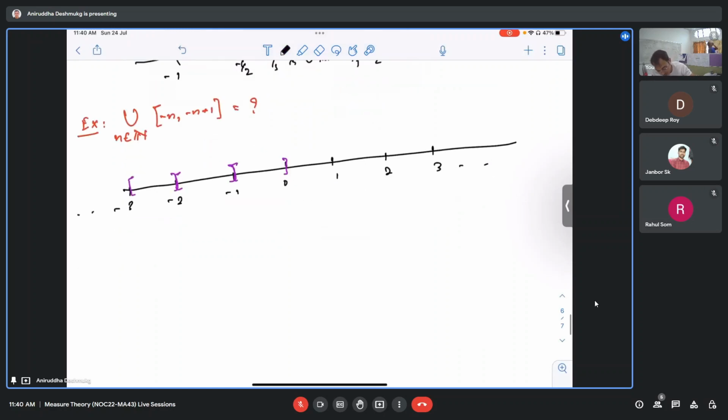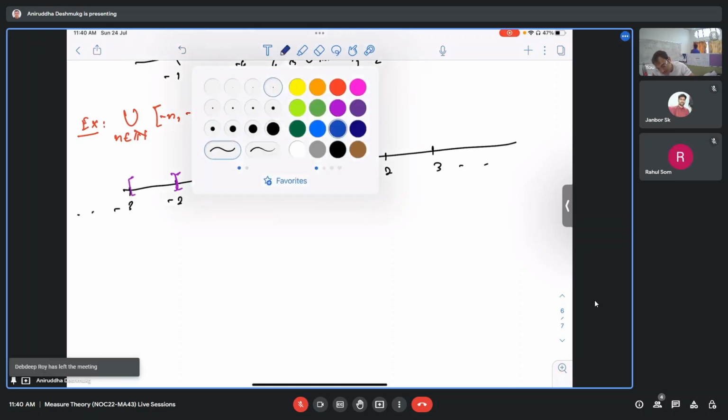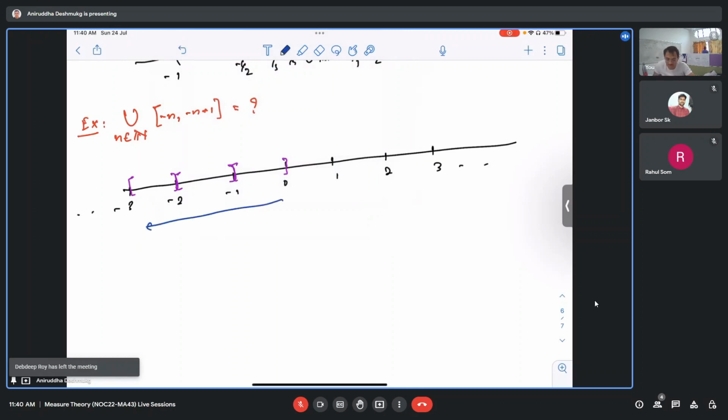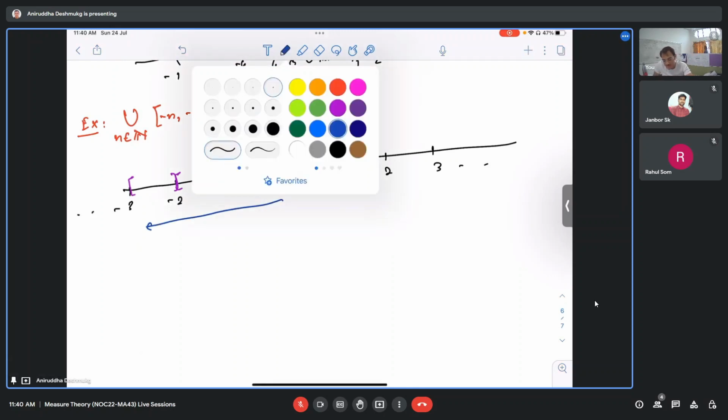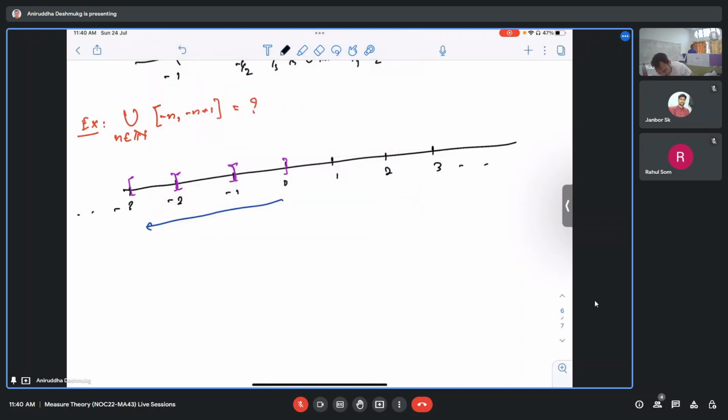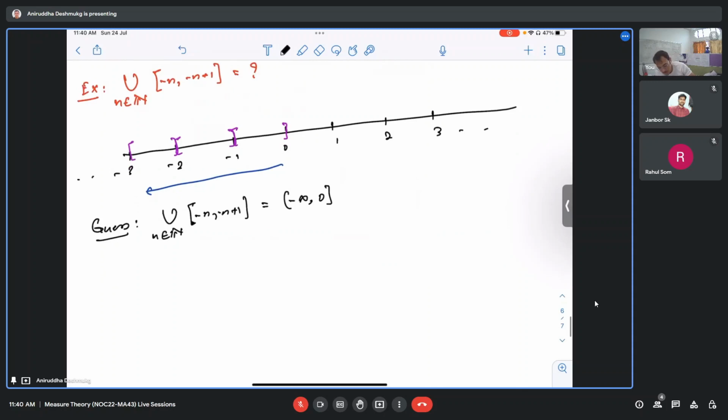Okay, so what does this say? If I take the union, that means I am taking all those real numbers which are in at least one of these. So the guess is that this whole non-positive real line is going to be this union. So our guess is the union of [minus n, minus n plus 1] is equal to minus infinity comma 0. So to prove that these two sets are equal, again we need to prove that they are subsets of each other.